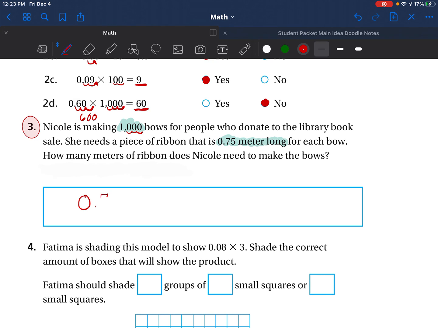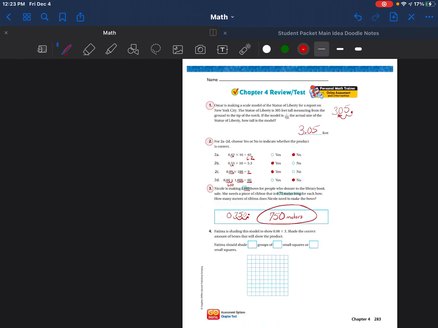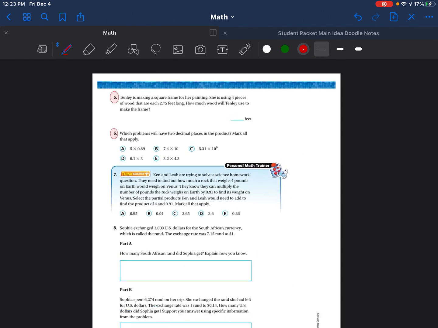So we take our decimal. I'm going to write it here so you can see me do this. And you move it 3 places to the right because we are increasing. So that means she is going to need 750 meters of ribbon to make all of those bows. Okay, and that's it for the first page.